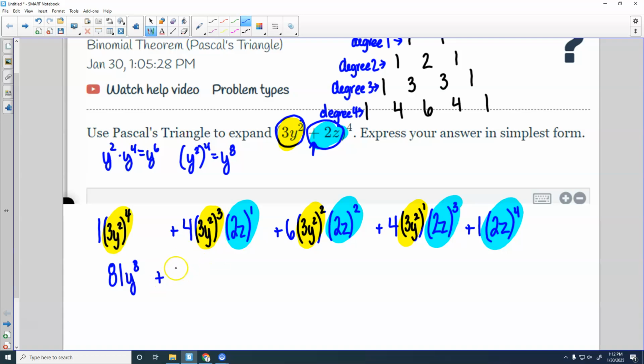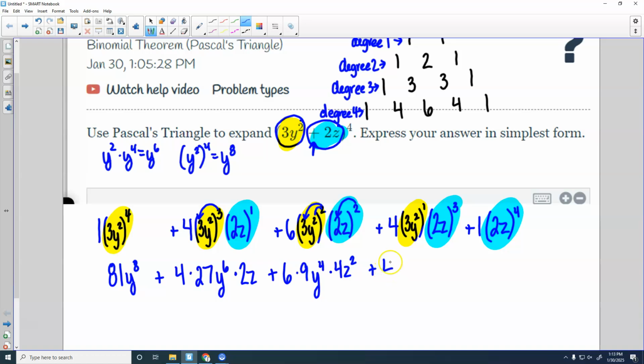This next part is going to be a little more complicated. It's going to take a couple steps. So for this, I've got 3 to the 3rd power. That is 3 times 3 times 3, which is going to give me 27. And I'll get y to the 6th. And then I've just got 2z to the 1st, so I'll have 2z there. The next one, I'm going to have 3 squared, which is 9, and then I got to square this as well, and I'll get y to the 4th. Right here I've got to square the 2. 2 squared is 4, and then I'll get a z squared there.